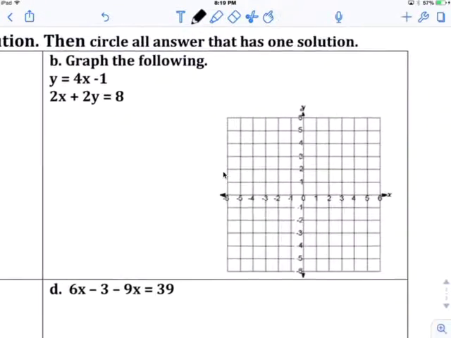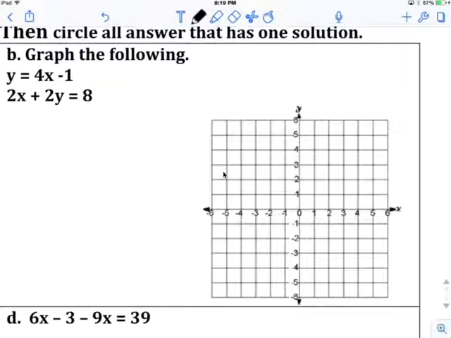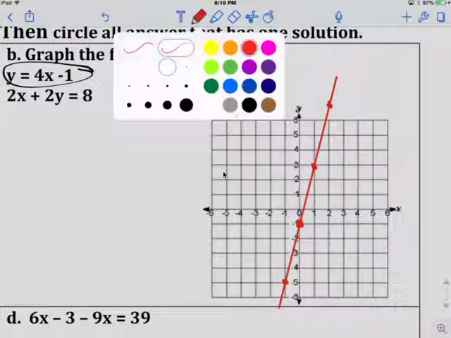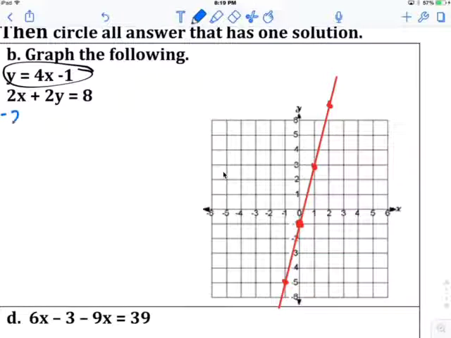Graph the following. Let's do this one first. That's an easy one. That's at 1. Go up 4 over 1. 4 down 4 over 1 to keep it straight. Okay, there we go. This one here, you need to solve to graph, so you minus 2x, minus 2x.